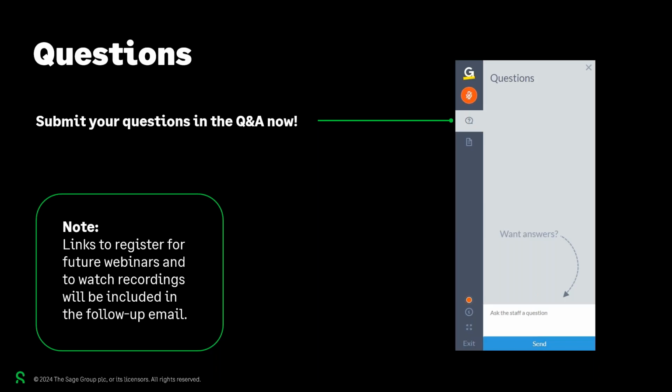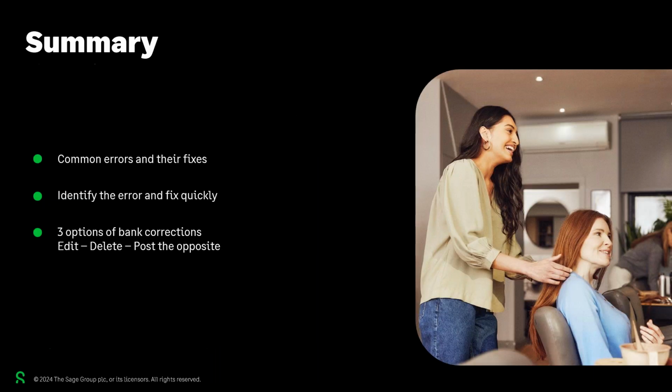So again, keep your questions coming in. But today, just while we're waiting for more questions there, what we've looked at is common errors and their fixes. Not all of them again, but the majority of what we get calls for, the most common areas, how to identify them and fix them quickly so you can carry on with your day. Also, tips on backing up your data and restoring it to practice data. We covered quite extensively the 3 options of bank corrections: edit, delete, post the opposite. Something that is included in the handout, I'm going to show you now, it helps with posting the opposite.